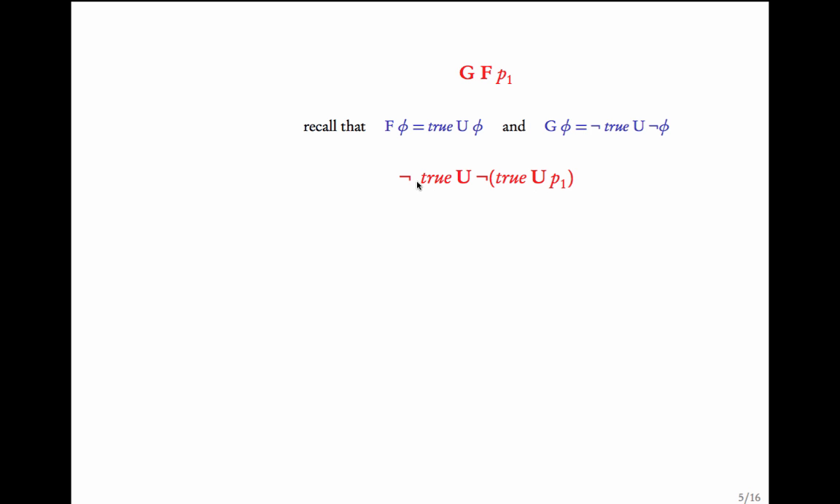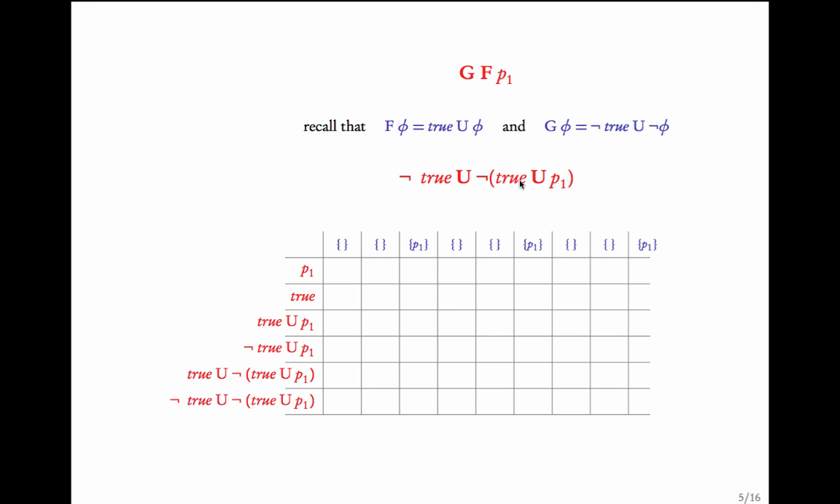Okay. Now what are the subformulae of this formula? Before that, consider some word. We want to evaluate this formula on this word. So we need to look at the subformulae of this formula. They are P1, true, true until P1, not of true until P1, then true until not of true until P1, this one, and then finally the entire formula itself, not of this entire thing.